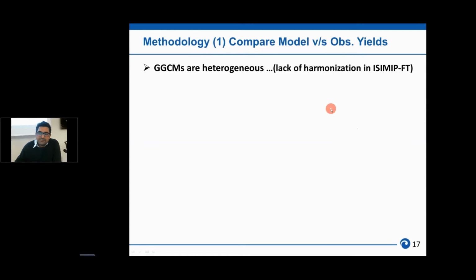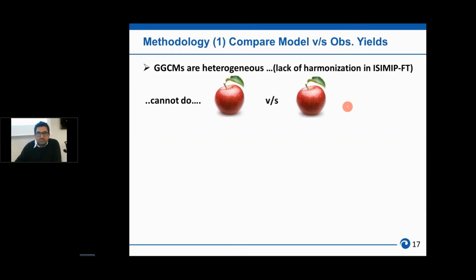Okay, the first comparison, direct comparison between the crop models and the observed yields. Because these crop models lack harmonization, some of them are calibrated and some of them are not, whereas some simulate actual yields and some simulate potential yields, we cannot do a pure apple-to-apple comparison. What we need to do is devise a methodology to normalize both of them.